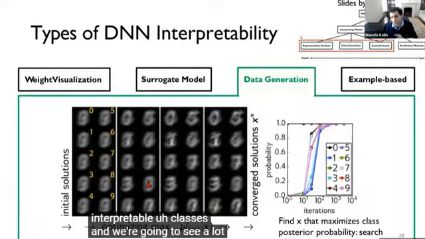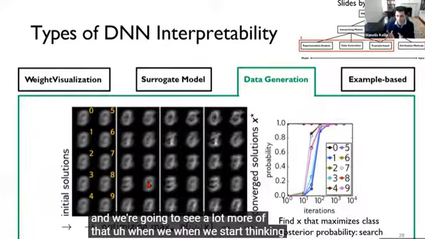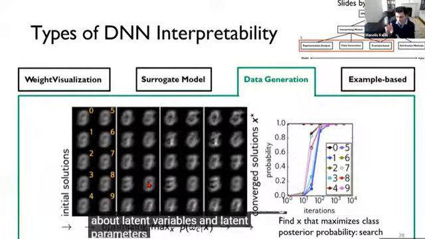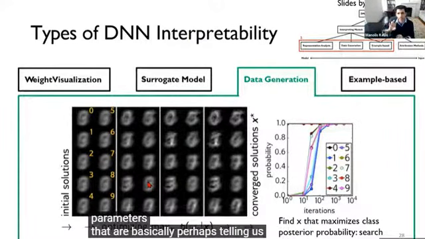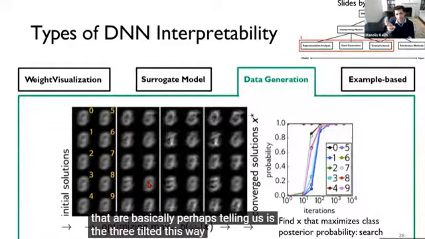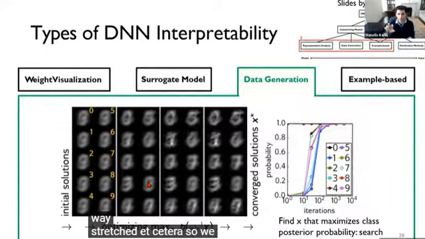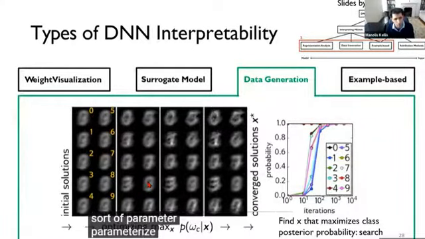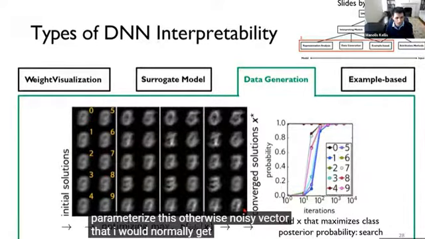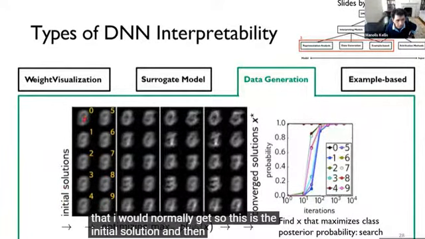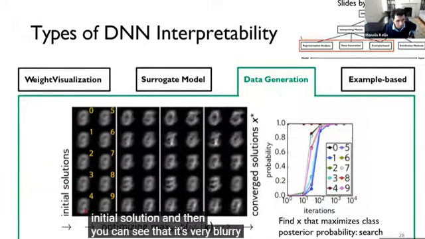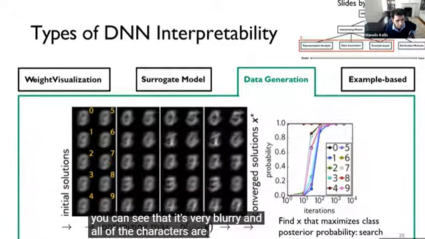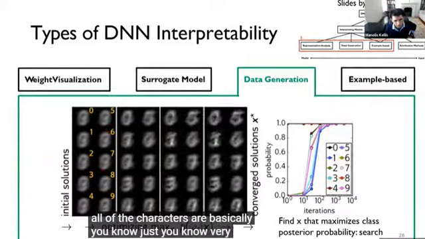And we're going to see a lot more of that when we start thinking about latent variables and latent parameters that are perhaps telling us whether the 3 is tilted this way, tilted that way, stretched, etc. So we can have intermediate latent parameters that parameterize this otherwise noisy vector that I would normally get. So this is the initial solution, and you can see that it's very blurry, and all of the characters are very messy.